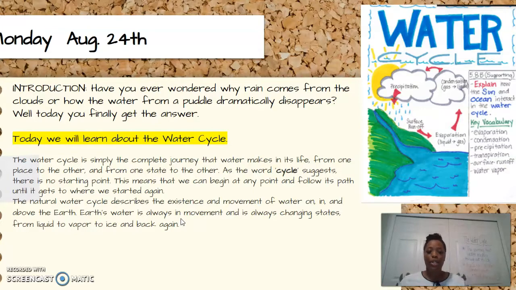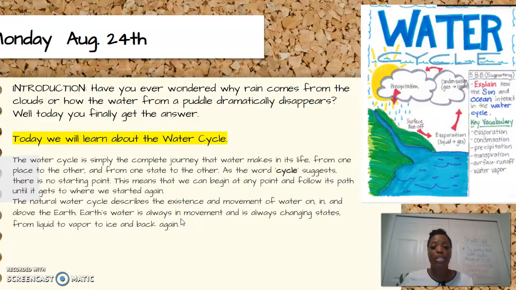Okay, so boys and girls, when we talk about the water cycle, remember we're talking about water moving throughout the states of matter. So it may start off as a liquid and then it may go into a gas and then go back into a liquid. So it's a continuous process. And that's how the water cycle works.